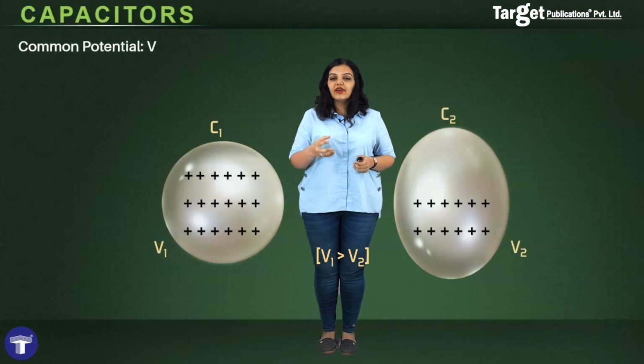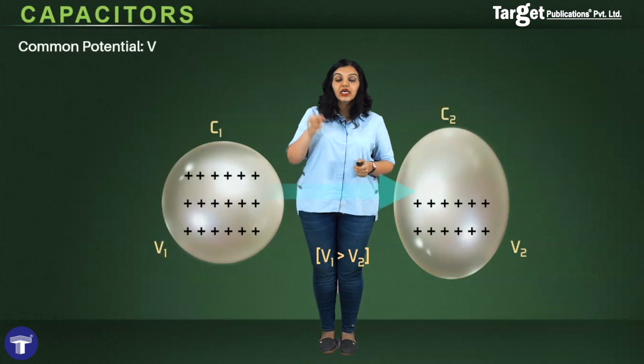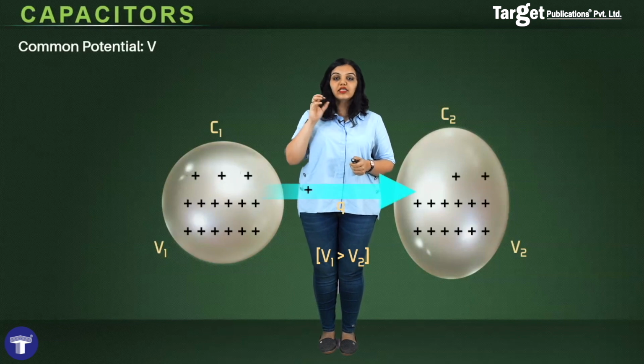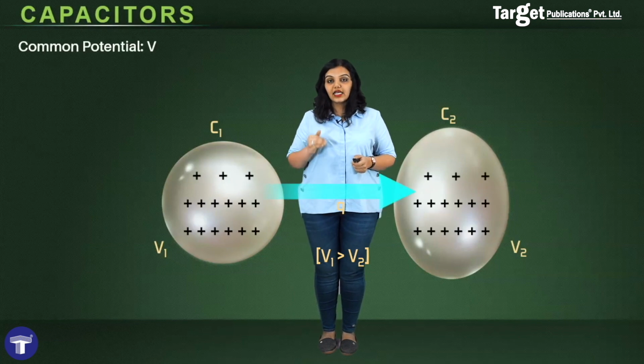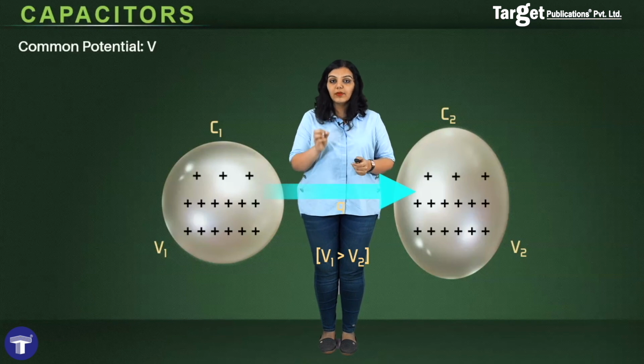Now I'm saying that V1 is greater than V2. This means that if I have a connecting wire between them, the charge will start flowing from C1 to C2 up to a point such that the potential between them becomes the same. And this same potential after the redistribution of charges is known as the common potential V. Now what I want to explain is what is changing or what is happening to the energy when it is flowing from one conductor to the other.